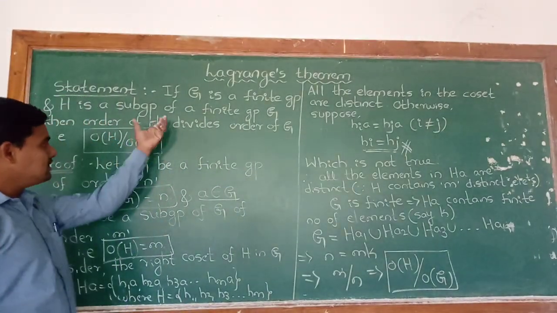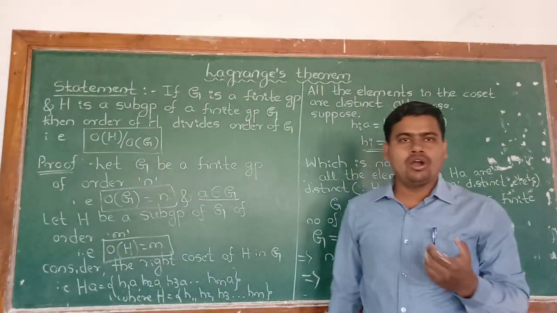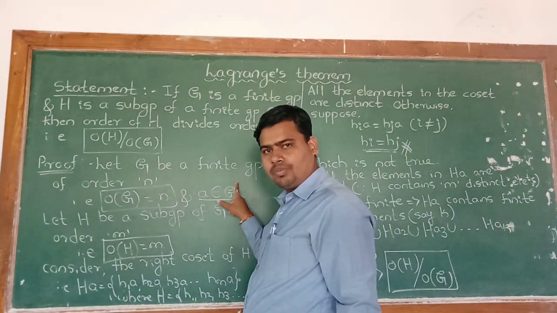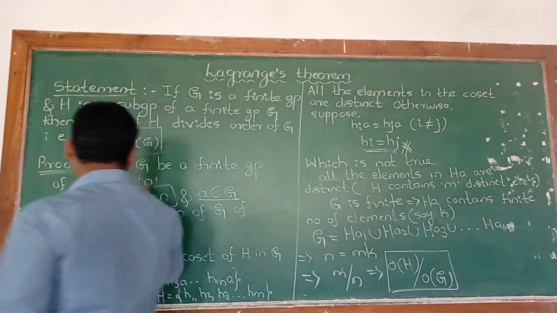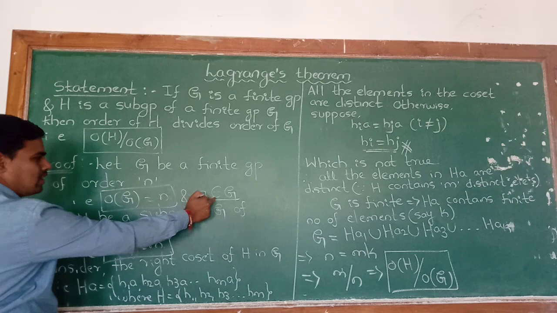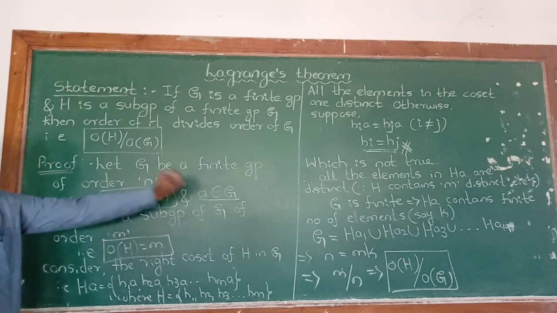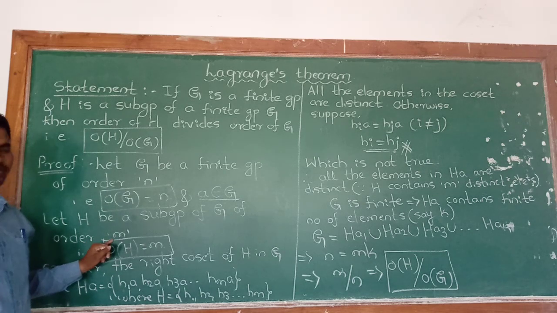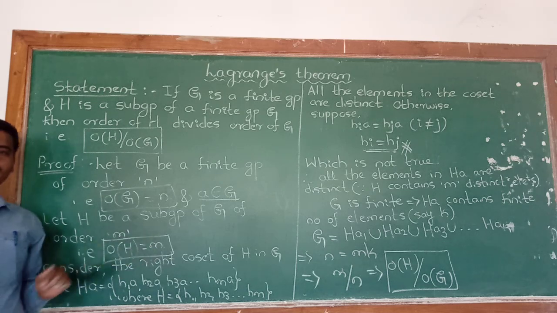I will repeat once again what is given here. G is a finite group, H is a subgroup of the finite group G, then the order of H divides the order of G. Let's see the proof. Write down: G be a finite group of order n. Consider any number, I will take it as n. Order of G is equal to n, and I will consider an element a belongs to G to define the right or left coset of H in G, and H be a subgroup of the group G of order m. Then the order of H is equal to m, which means this H contains m number of elements.